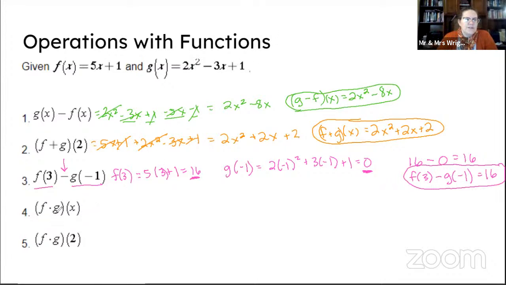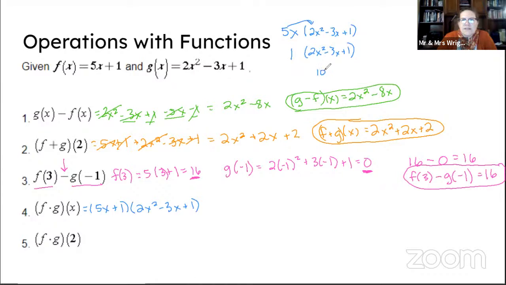All right, moving on. F times g of x. So f is 5x plus 1, and g is 2x squared minus 3x plus 1. We're going to multiply these. I don't see very much room, so I'm going to do it up here. 5x and 1 are both positive, so I'm good. Then I've got 2x squared minus 3x plus 1, and then I've got the same thing under here. I know it seems to be stuck in the corner, and when I move it, it doesn't move for you. Maybe I'll just write it down here.